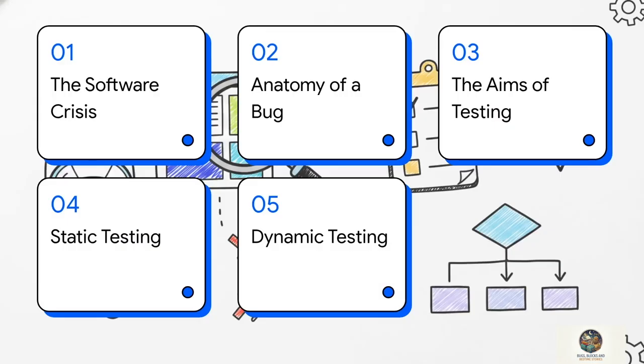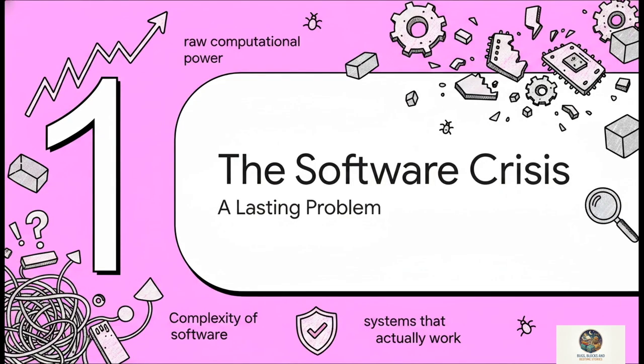Here's our roadmap for today. We're going to start with the historical catastrophes of the lasting software crisis, break down the anatomy of a bug, look at the true aims of testing, and then finally open up the detective's toolkit to examine both static and dynamic testing techniques. So, Section 1, the lasting software crisis.